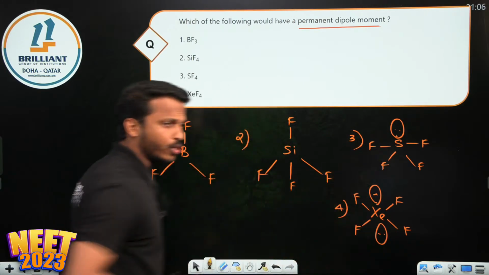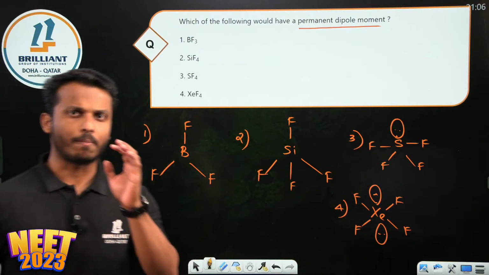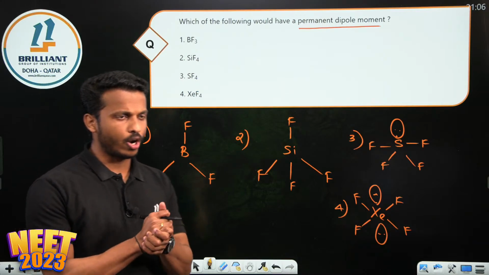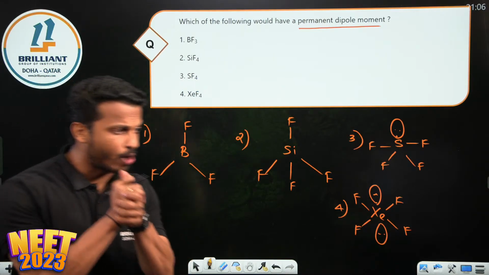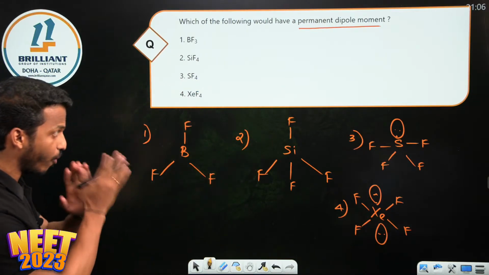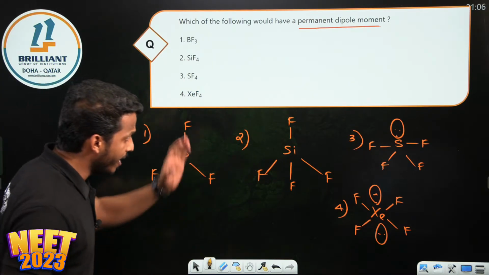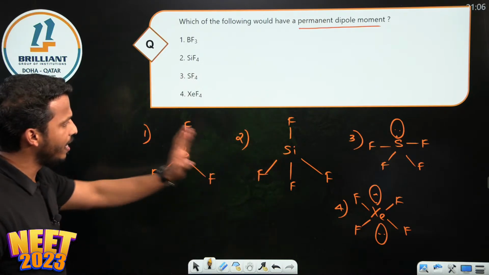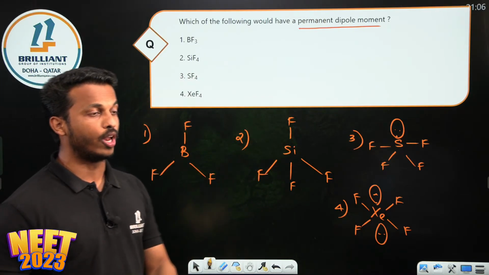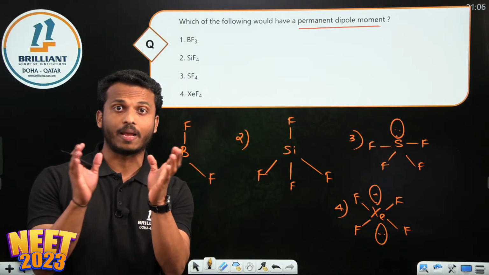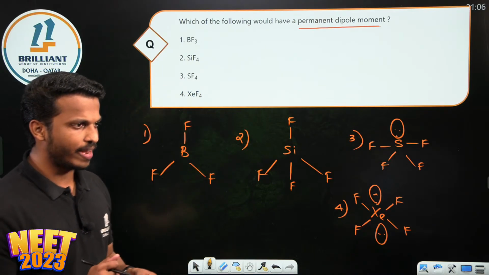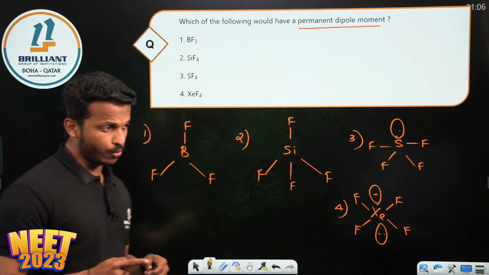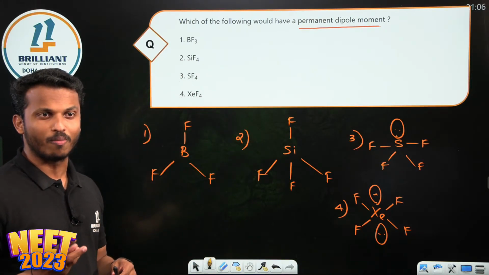Dear all, can you say which one has a permanent dipole moment among these four compounds: BF3, SiF4, SF4, and XeF4? Among these molecules, which one has a permanent dipole moment? Can you give an answer, dear all?